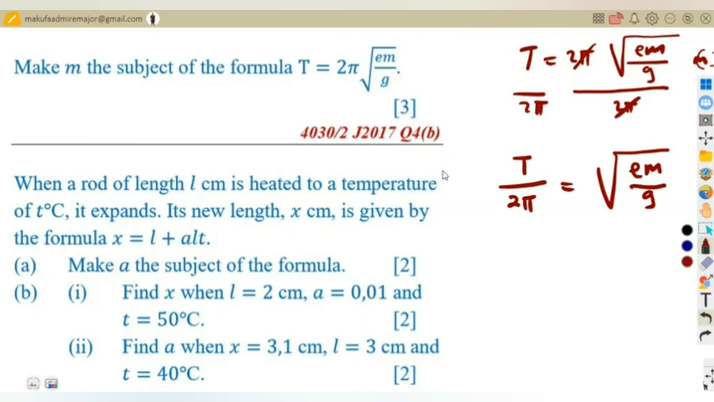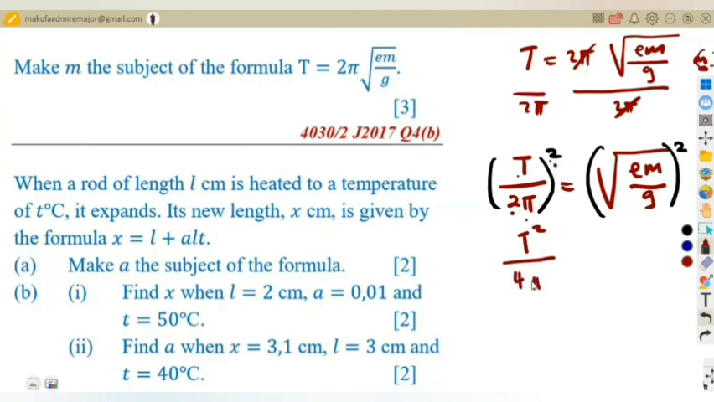Then that's when you're going to ask yourself about removing the square root, because the term that you want, m, is inside of the square root, and that is the only part left on this side. So we can square both sides. By squaring both sides here, every term is going to be raised to the power of 2. That's t squared over 2 to the power of 2, which is 4, pi to the power of 2, which is pi squared. And this is equal to, remember, the purpose of introducing the square was to remove the square root, so you are going to be left with em over g like this.